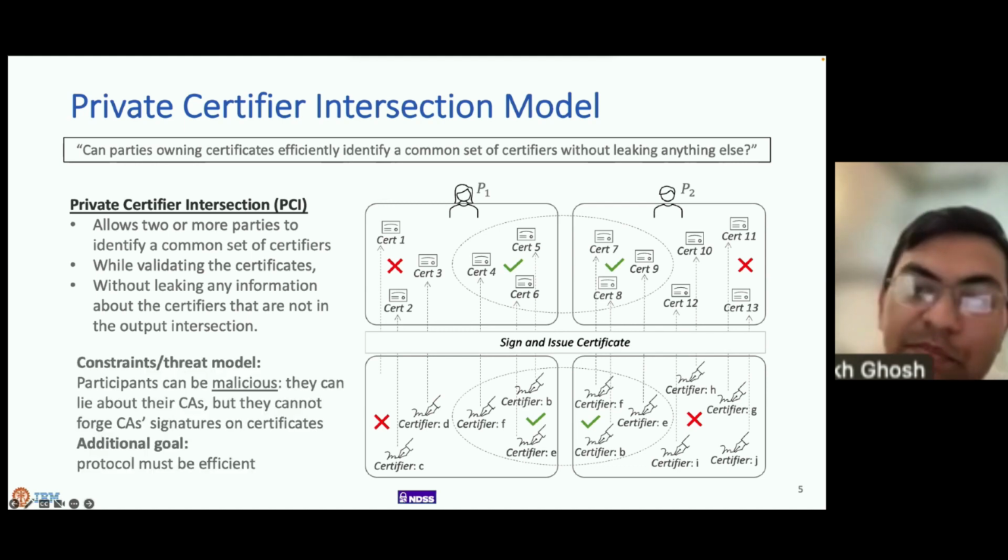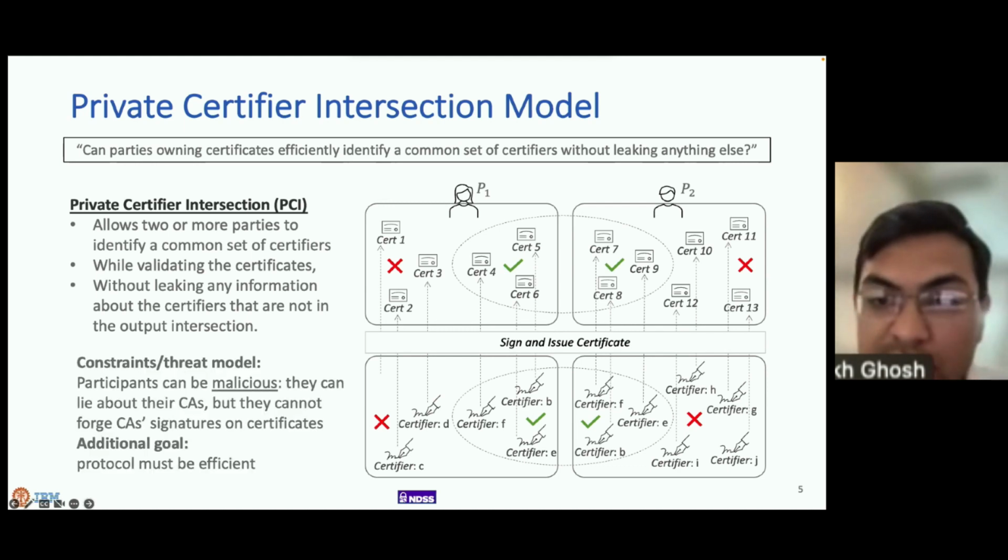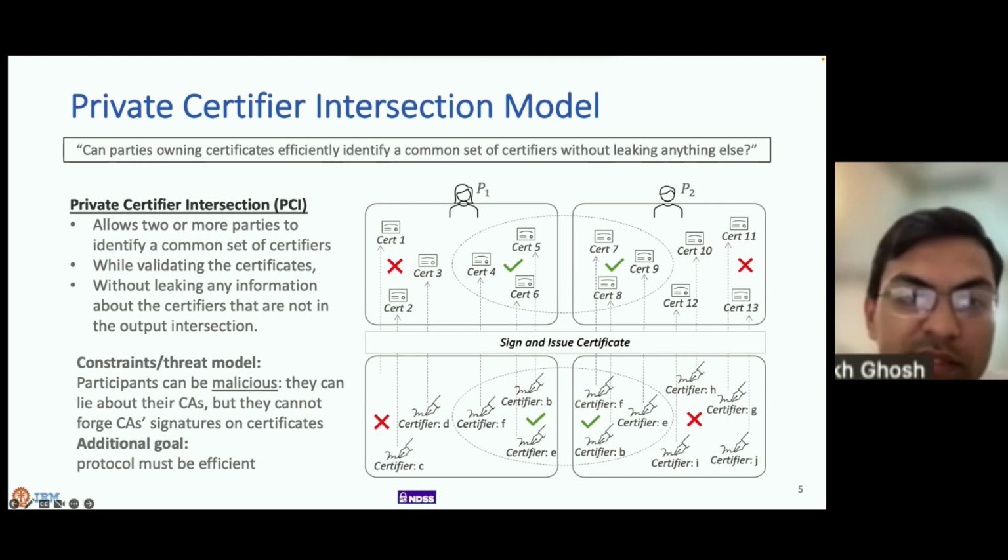We consider that the participants can be malicious, they can lie about their certifiers, but they cannot forge the certifiers' signatures on certificates. In addition, any solution protocol that we come up with must be efficient enough to be used in practice and preferably on commodity hardware.